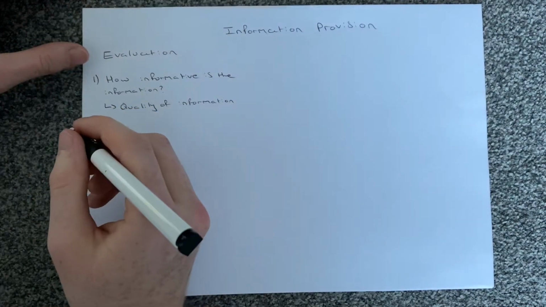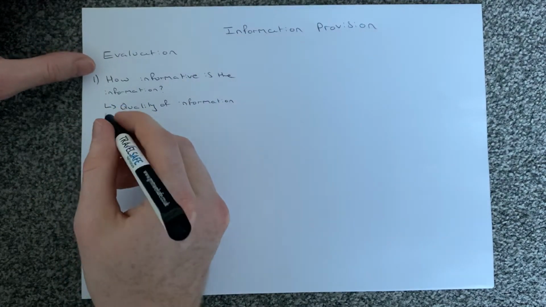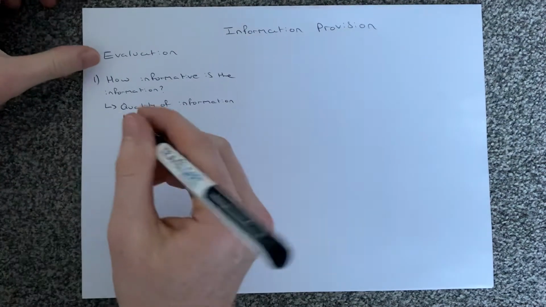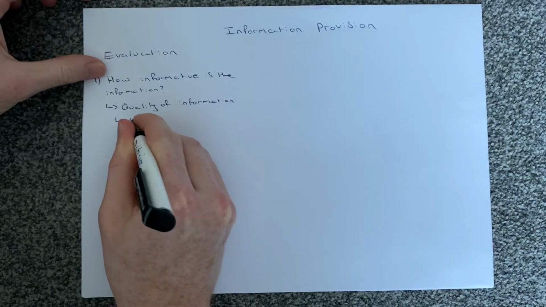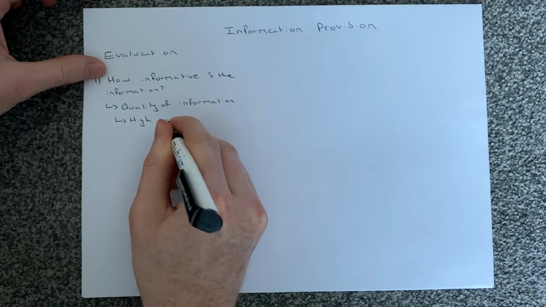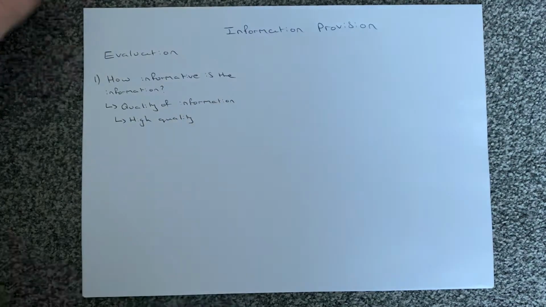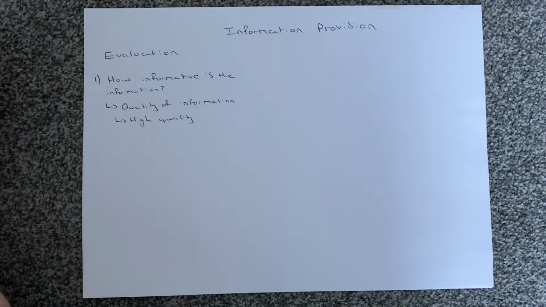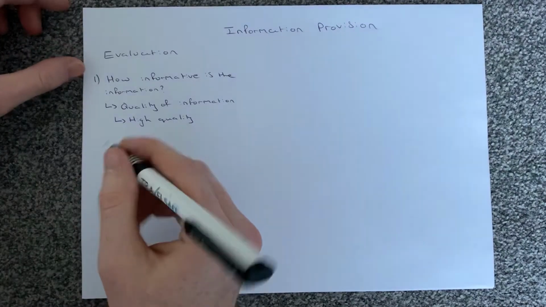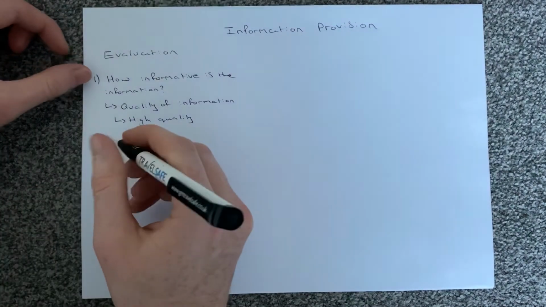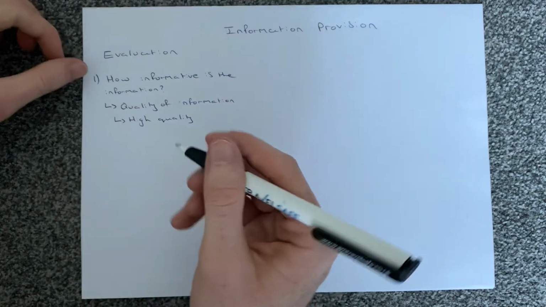So let's consider if the information was high quality. So obviously, high quality information refers to information that is highly informative. It gives specific details which is going to really inform the consumer. So let's consider it for both a merit and a demerit good and what the impact of high quality information would have.